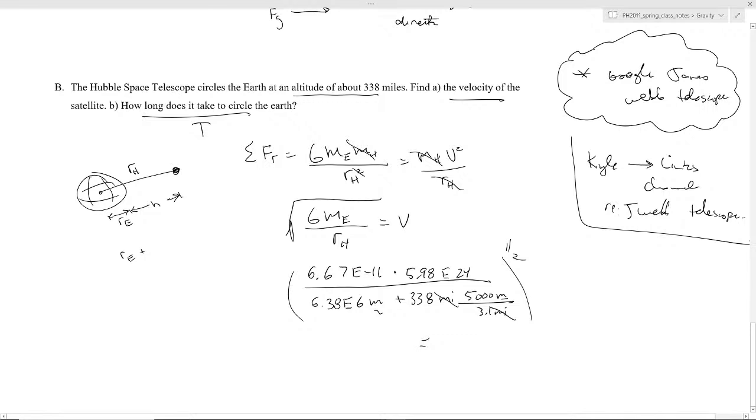This would give us, we would find that this is 7.6 times 10 to the 3 meters per second, i.e. 7.6 kilometers per second. So this gets at the fact that we're in space. Your velocity can be really large because there's no air resistance, there's no friction. And really that's what's required to orbit. But it's numbers that are a little bit outside of our intuition because they're so big.